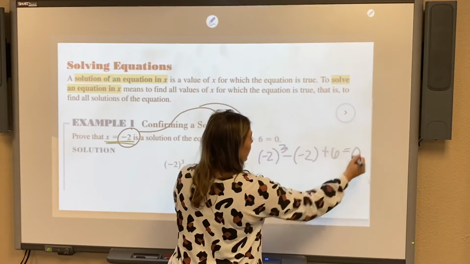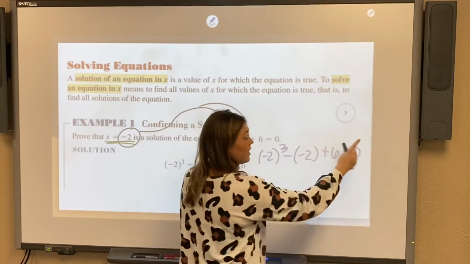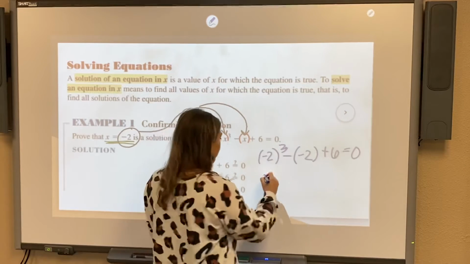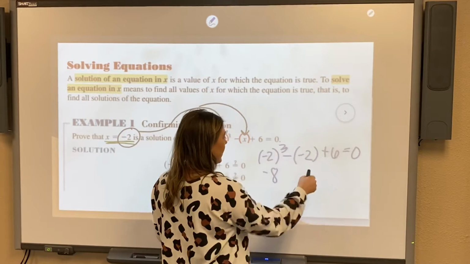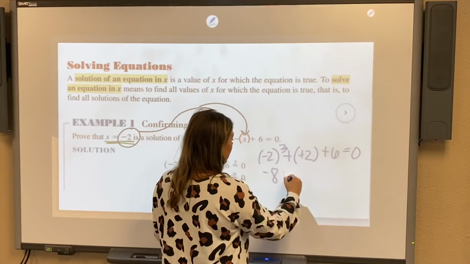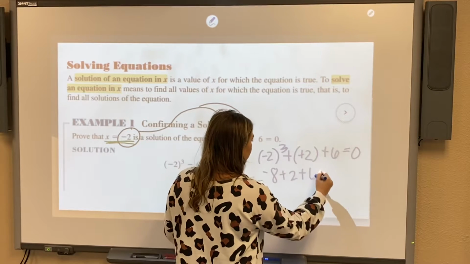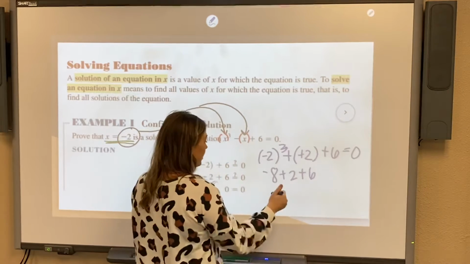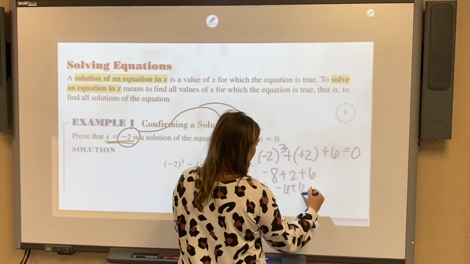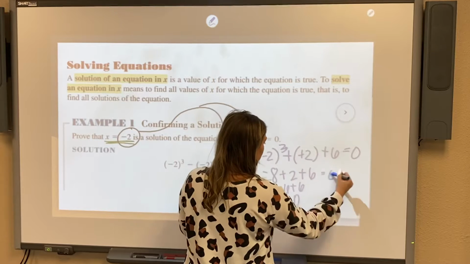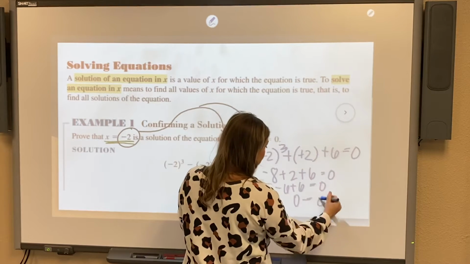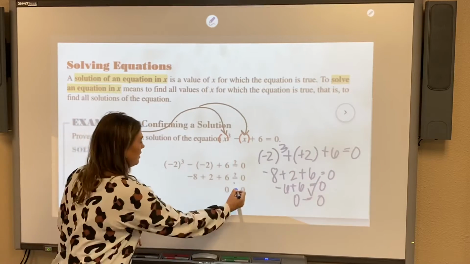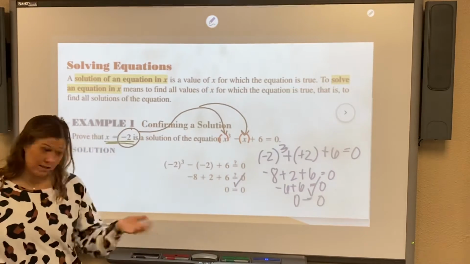And we're going to try to prove that this left side equals 0. -2 cubed is -8, minus a -2, so that's really a plus 2, and then plus 6. And then PEMDAS, order from left to right. -8 plus 2 is -6, plus 6. Oh, looky there. Does that equal 0? You betcha it does. So we just proved that -2 is a solution.